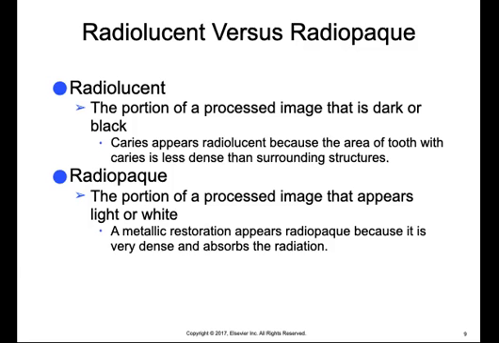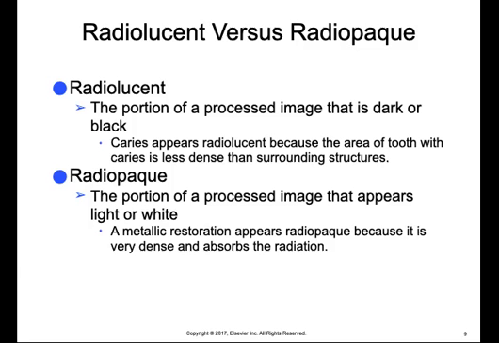Dental caries appears radiolucent because the area of the dental caries is less dense than the surrounding structures and therefore readily permits the passage of the X-ray beam. That is because dental caries happens because microbes have basically eaten away the structure of the tooth. And when they do that, they decrease the density of the tooth. And that's what causes the image to appear radiolucent.